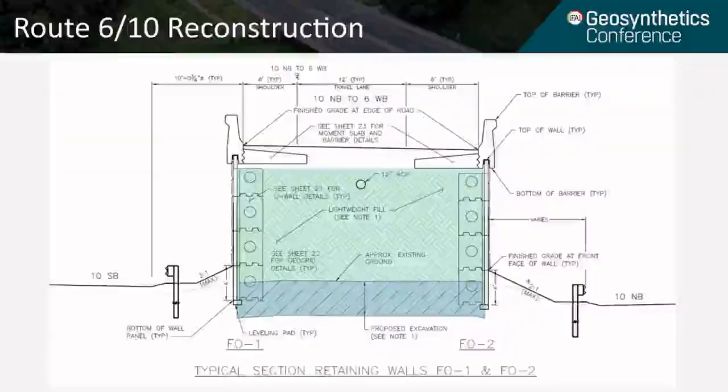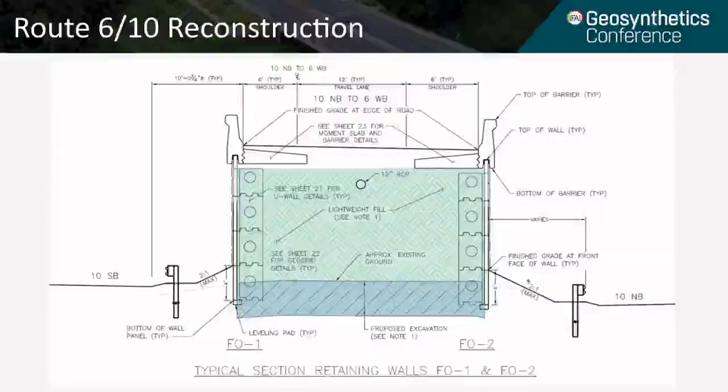This figure shows a typical cross-section for both of the flyover ramps on this project. I'll draw your attention to a couple items. You can see that the shaded blue area was the required undercut in order to provide a zero net surcharge on the underlying utility and soils.